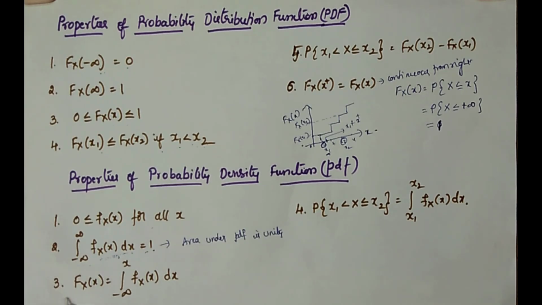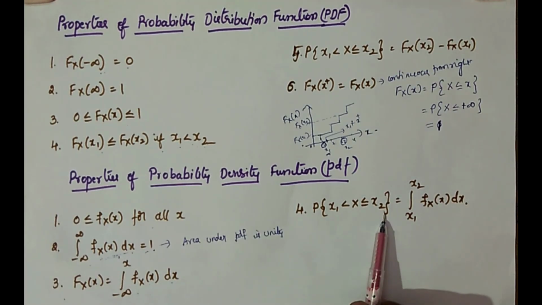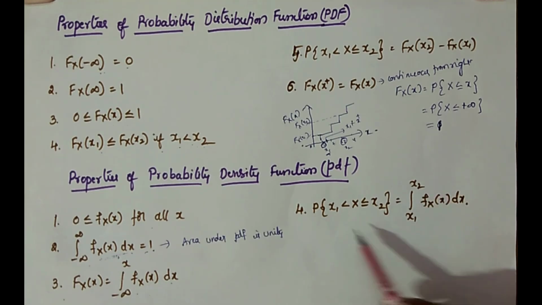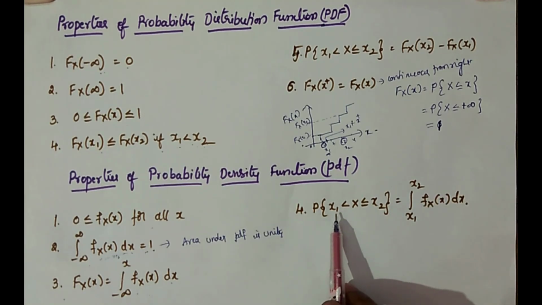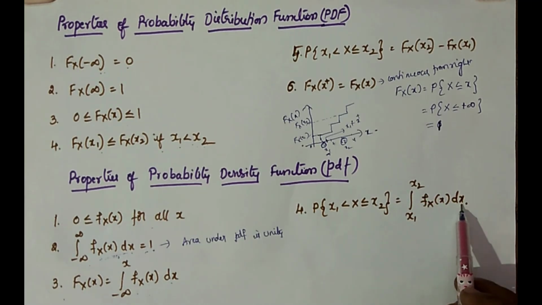Then the third one: F_X(x) is equal to the integral from minus infinity to x of f_X(t) dt. This is the equation to find the probability distribution function for the continuous case. Simply you integrate the probability density function to find the probability distribution function. The next property, P(x1 < X ≤ x2): if you want to find the probability between the random elements x1 and x2, then you go for the integral from x1 to x2 of f_X(x) dx.